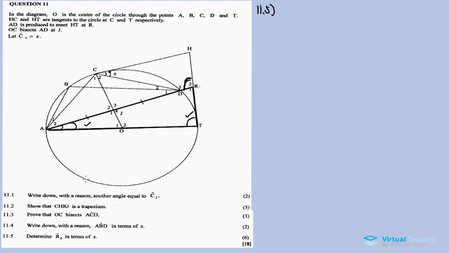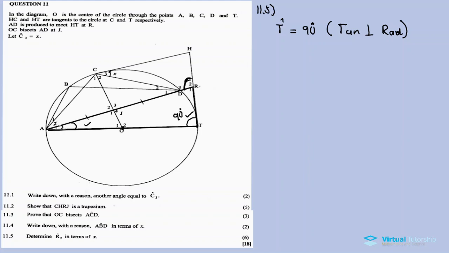So 11.5: determine R2 in terms of x. Therefore let us start with angle T first, and then we calculate A3. Angle T is in fact equal to 90 degrees. Why is it 90 degrees? It's because of HT, we were told that this is a tangent, and a tangent is always perpendicular to the radius OT. Tangent is always perpendicular to a radius, so that makes T to be 90 degrees, right?